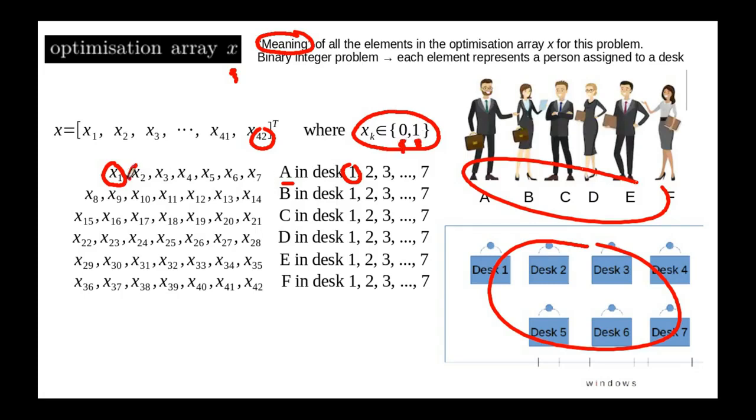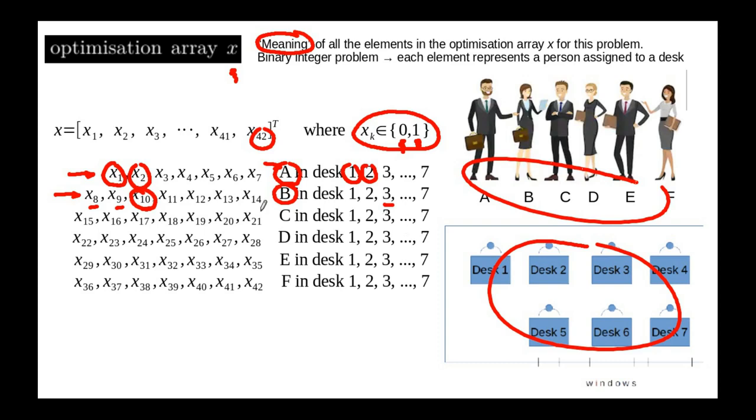Then on the other hand, we have X2. X2 means, will A be assigned in desk number 2? We don't know. We will know at the end of this problem. And then the same goes for 3, 4, 5, 6, and 7. So the first 7 elements of the optimization array deal with A. Then the same goes from the 8th element till the 14th element, that all of them deal with B. For example, X10 means B will be assigned in desk number 3. 1, 2, and 3. Okay?